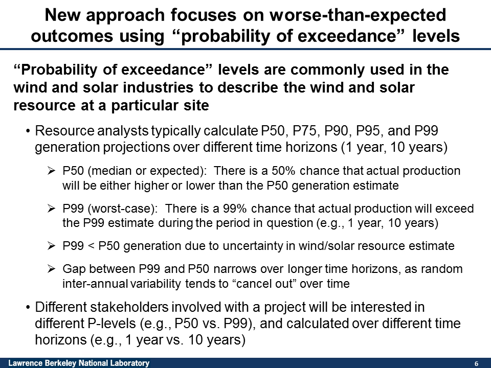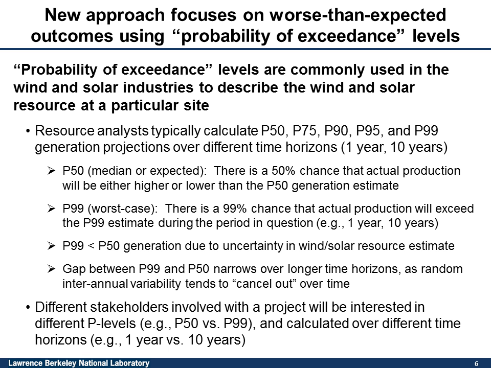The P99 production estimate will, of course, always be below the P50 estimate, but the gap between the two does narrow over longer time horizons, given that some of the random uncertainty tends to cancel out over time. And for this reason, analysts will often calculate the standard suite of p-values over several different time horizons, at a minimum over 1 year and 10 years.